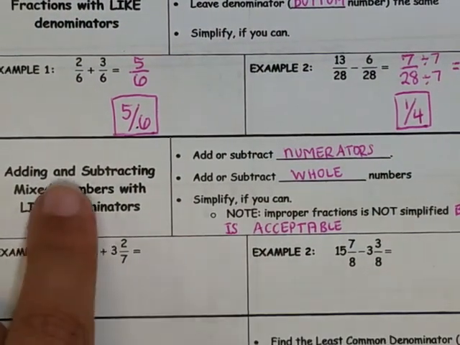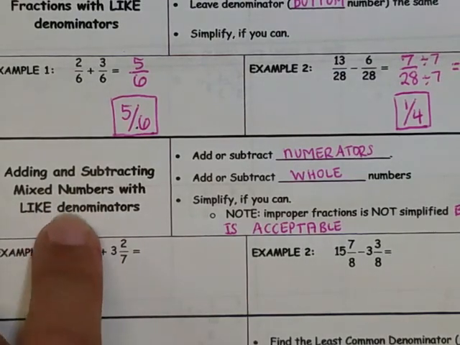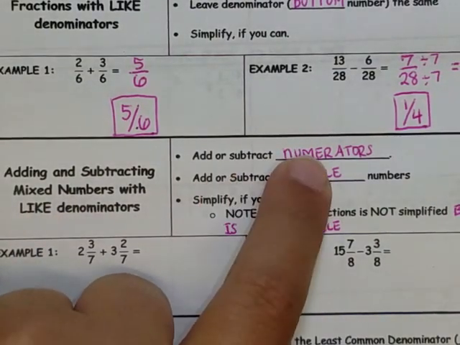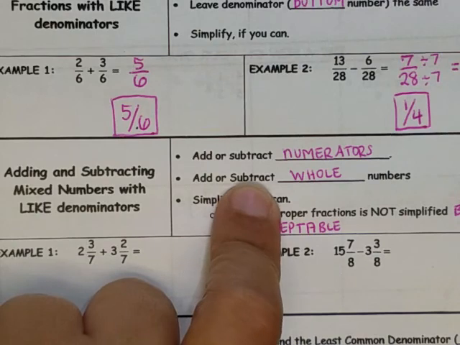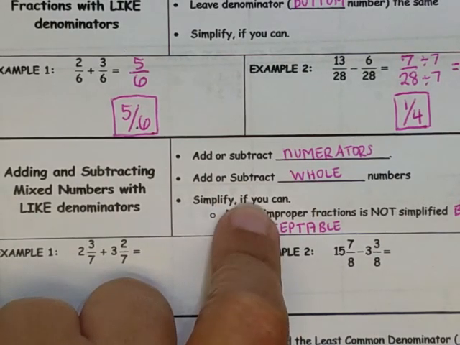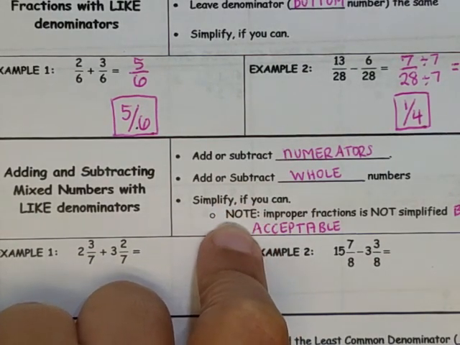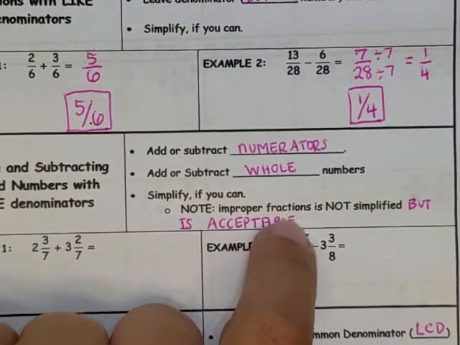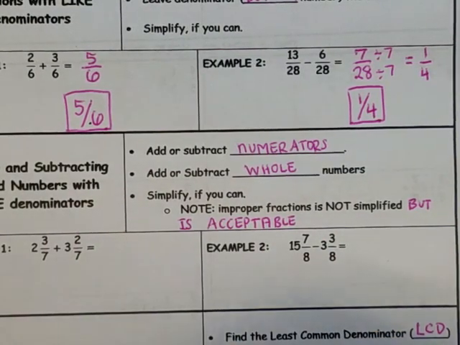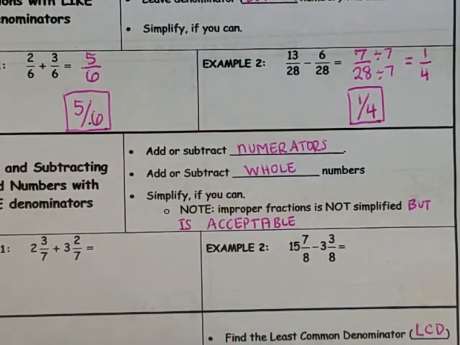Alright, now what if you are adding or subtracting mixed numbers with like denominators? You still add or subtract your numerators, and then you'll add or subtract your whole numbers, and then simplify if you can. Please note that improper fractions are not simplified, but are acceptable, because remember, with our grid in responses, improper fractions are actually the better answer to grid in.